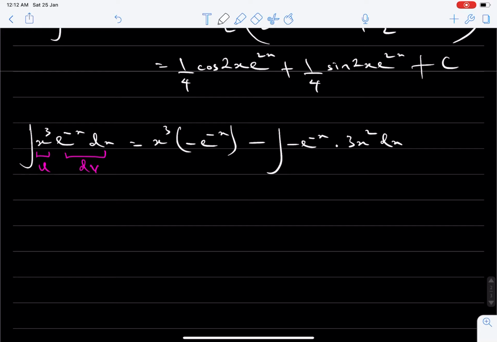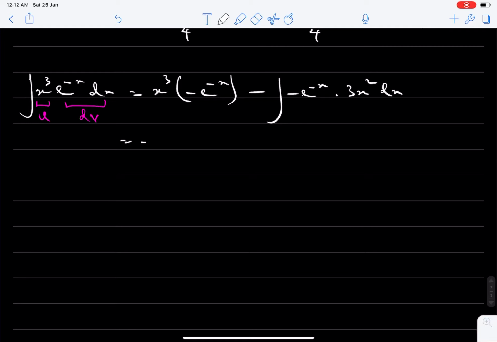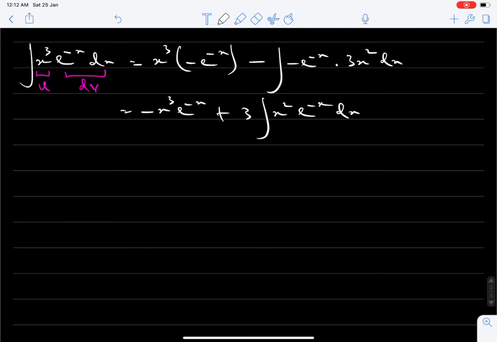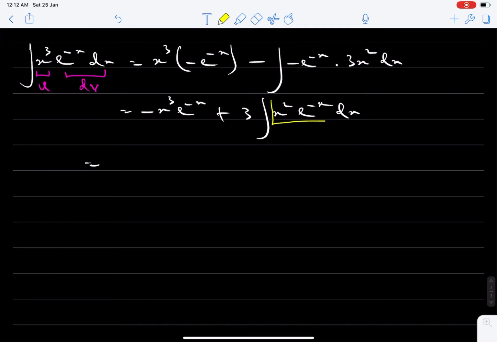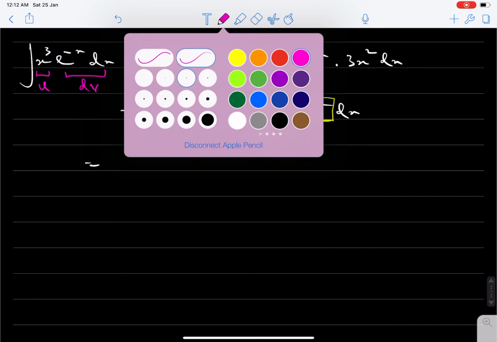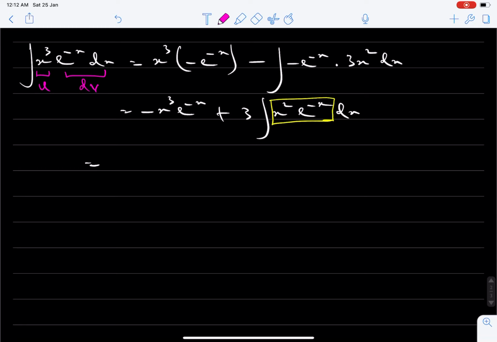3x squared dx, which is equal to minus x cubed e raised to power minus x plus 3 multiplied by the integral of x squared e raised to power minus x dx. Let me make sure I'm writing my x properly. And that's equal to, we can see that this is another product of two functions. So we use the same integration by parts formula to evaluate it.